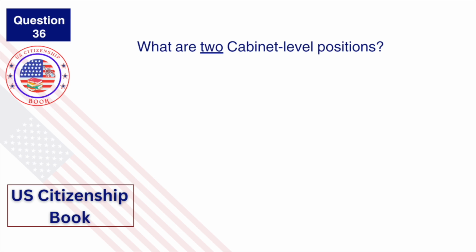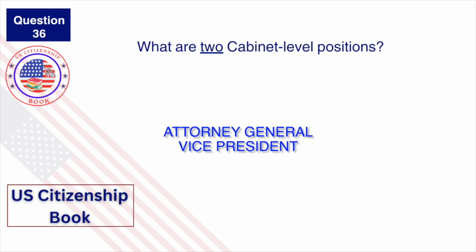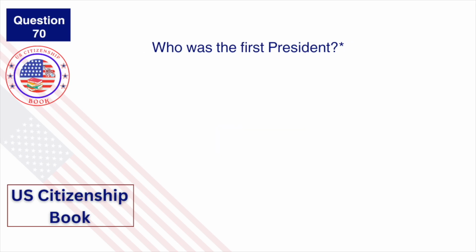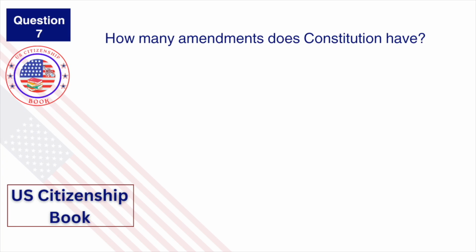What are two cabinet-level positions? Secretary of Defense. Secretary of Education. Who was the first president? George Washington. How many amendments does the Constitution have? 27.